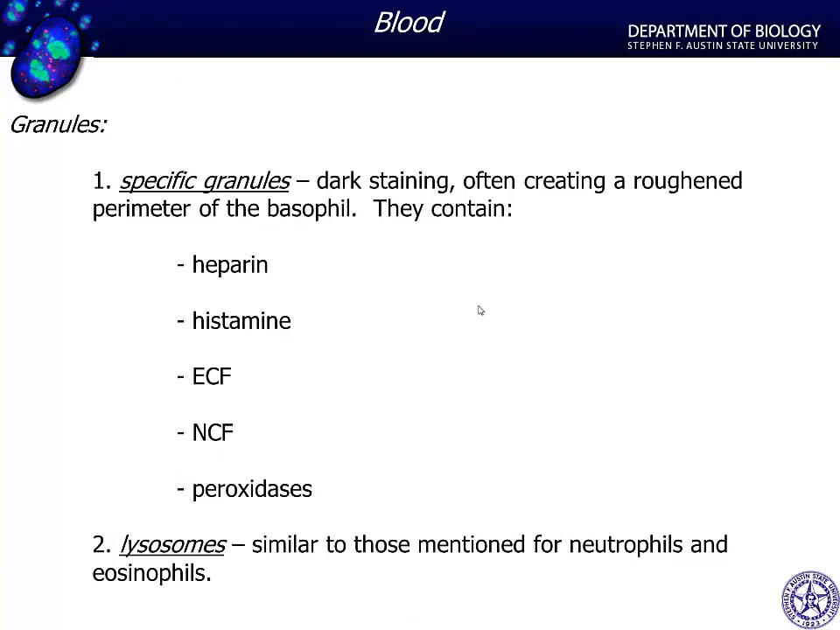Now, the specific granules of the basophils, as we talked about in physiology, are going to have the heparins, the histamines, and the chemotactic factors for the eosinophils and the neutrophils, really assisting in mounting that immune response. They will also have lysosomes as they phagocytose material, much like we saw with the neutrophils and eosinophils.